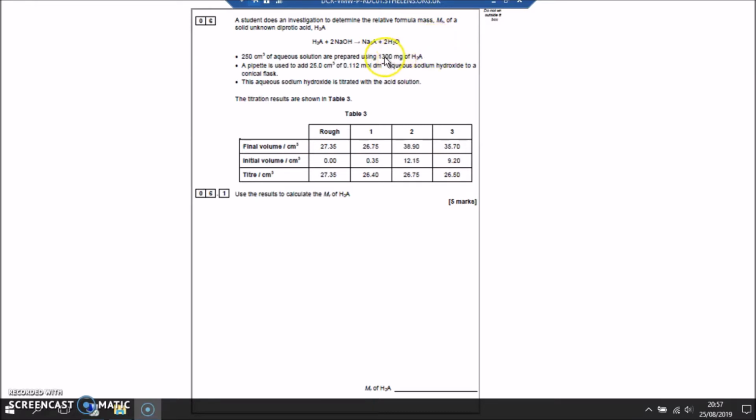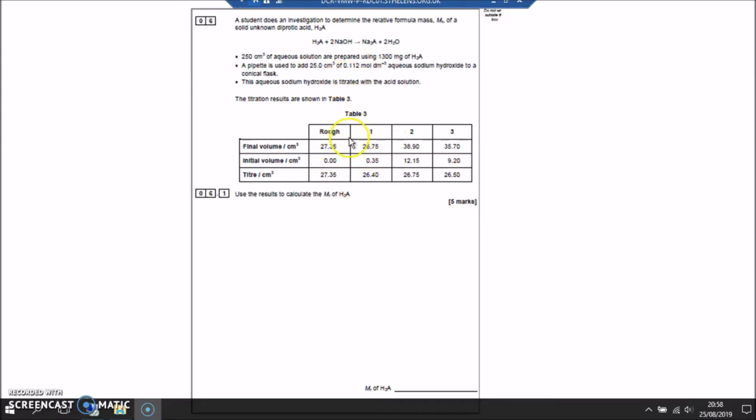So that's 1.3 grams. I must remember that 250 centimetre cubed has got 1.3 grams of the diprotic acid. A pipette is used to add 25 centimetres cubed of 0.112 decimetre cubed sodium hydroxide to a conical flask. Centimetre cubed needs to be in decimetre cubed, but I've been given a volume and a concentration. Concentration is moles divided by volume in decimetre cubed. I can work out the number of moles of sodium hydroxide. That's the only reason they've given me a volume and a concentration here.